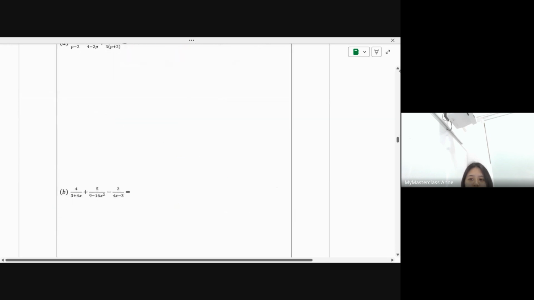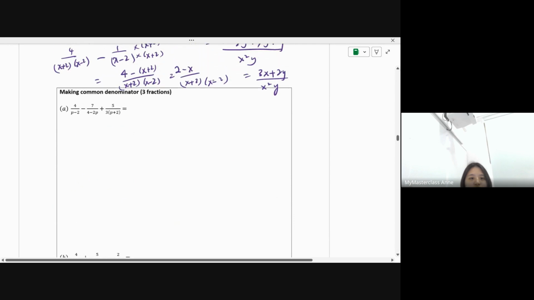Now we move on. I have this part. Same thing: 4 over p minus 2, minus 7 over 2 minus p, plus 5 over 3 times p plus 2. Now which is the common one? p plus 2 and p minus 2, and p minus 2 and 2 minus p, they are just swapping.